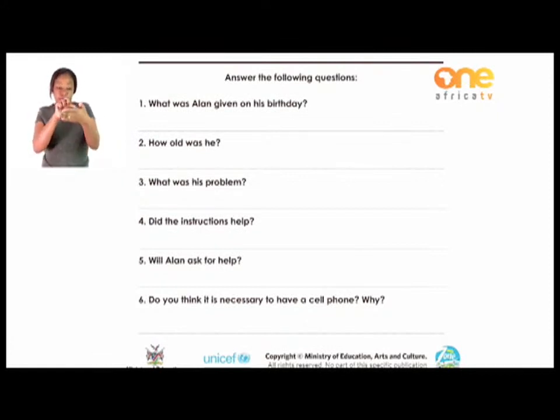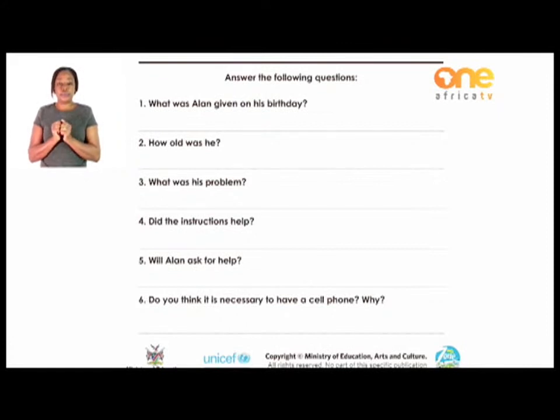Read it again. Number 3, what was his problem? Read it again. Number 4, did the instructions help? Read it again. You will get the answers in the passage. Number 5, will Alan ask for help? Number 6, do you think it is necessary to have a cell phone? And why? Now you have to think and you have to answer this question. Do you think it is necessary? Is it important to have a cell phone? And why do you think it is so? So answer that one according to what you think about a cell phone yourself. Okay.